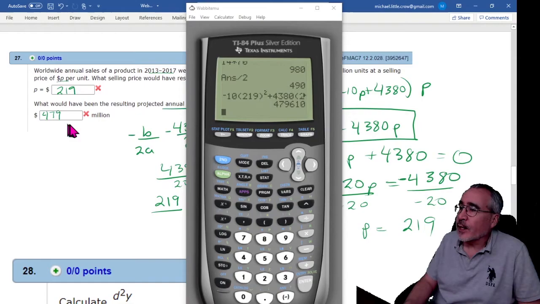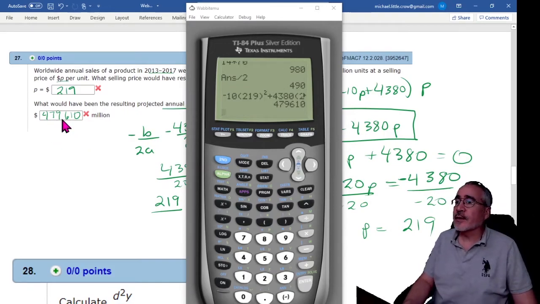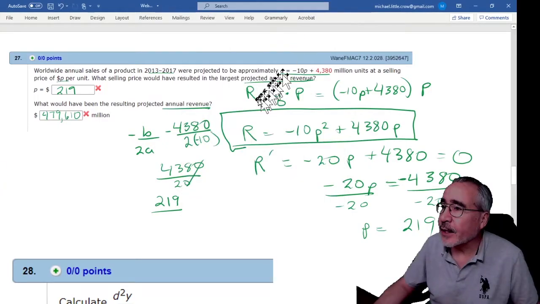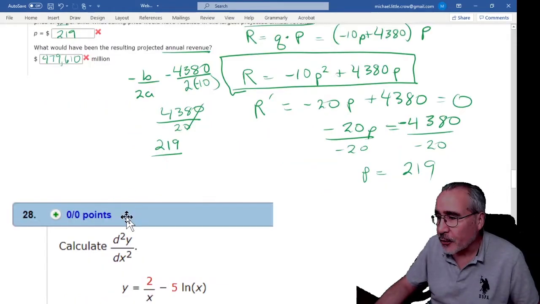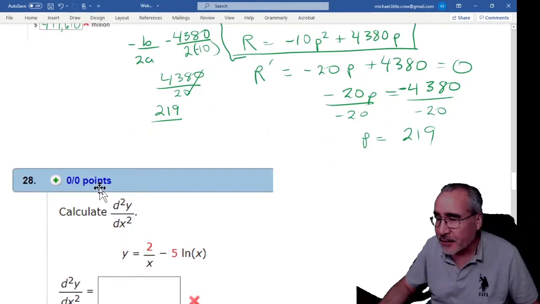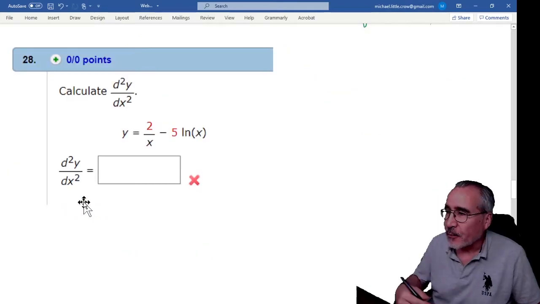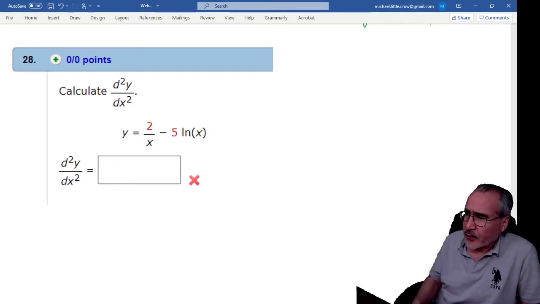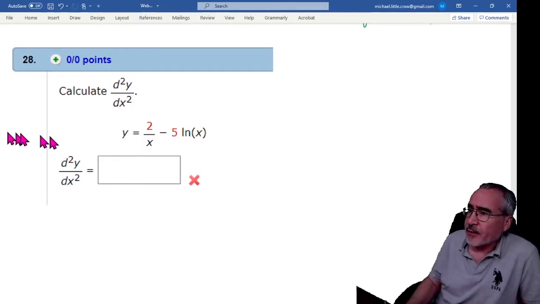Oftentimes we could have great revenue, but what was our cost to produce things? That will determine whether we're a profitable business or not, whether we made money or lost money. You all know that. Okay, so that was 27. Got two more. And okay, now we're into easier times. We're into calculating the second derivative. So this must be 12.3, I believe, is what we're into now.